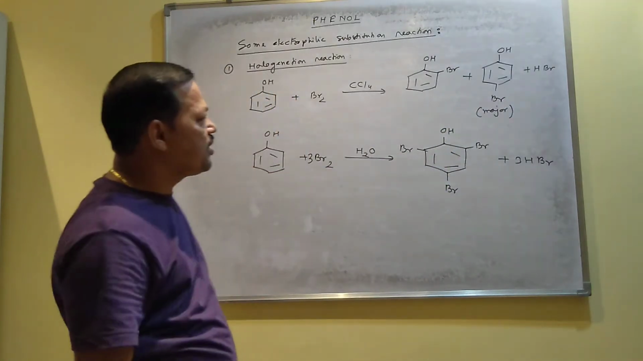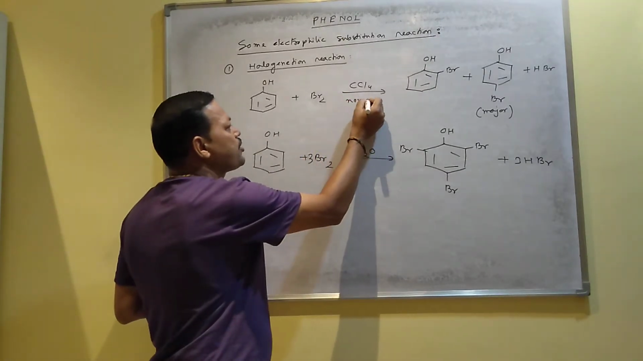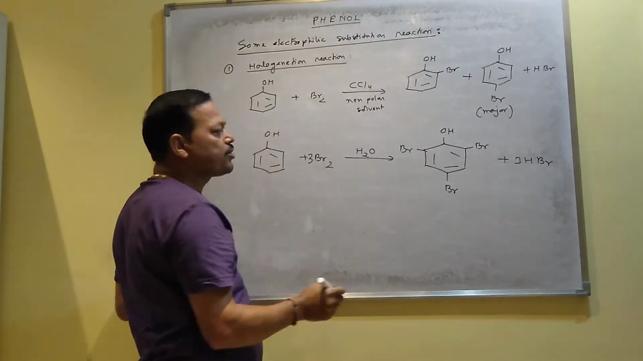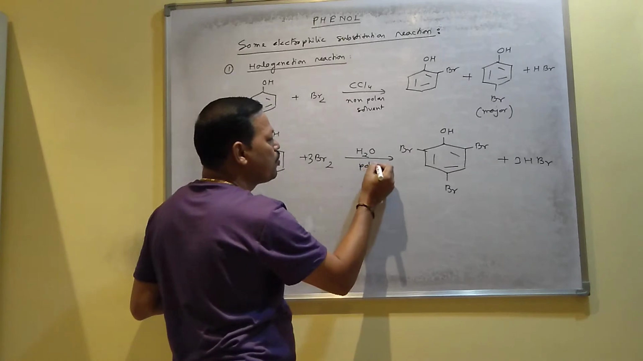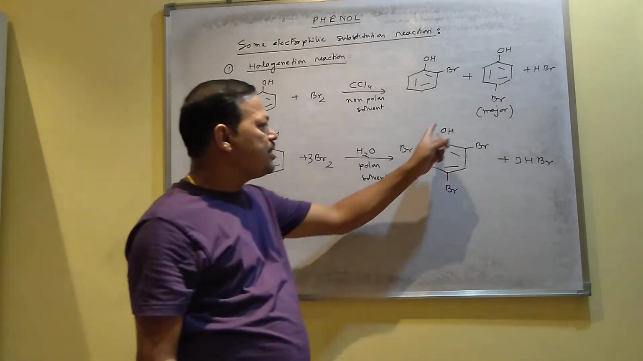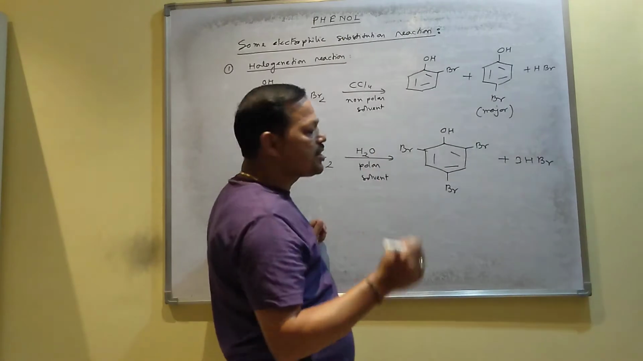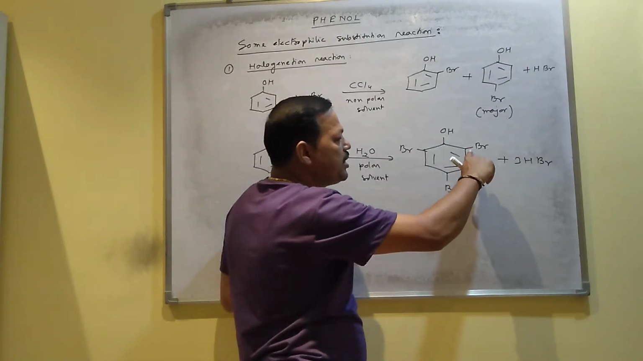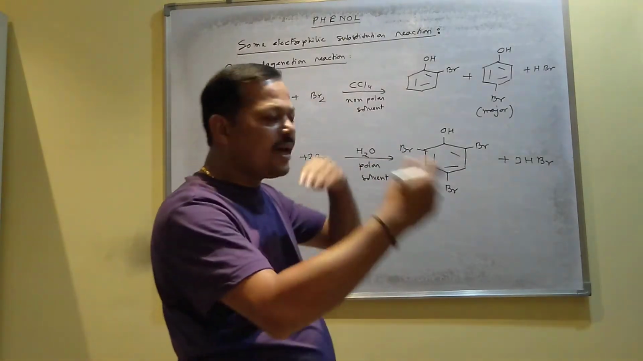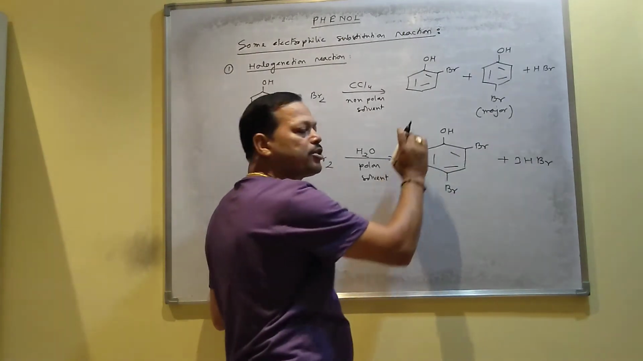Now why is the difference like this? Carbon tetrachloride is one example of a non-polar solvent. You know polar and non-polar. Water is one example of a polar solvent. So due to presence of polar solvent, ionization will be more in phenol. That is why, as you know, in the resonance structure the negative charge may be present in this position or in this position or in this position. So due to presence of polar solvent, ionization will be more, and that is why the bromine can be joined in this position or this position also.